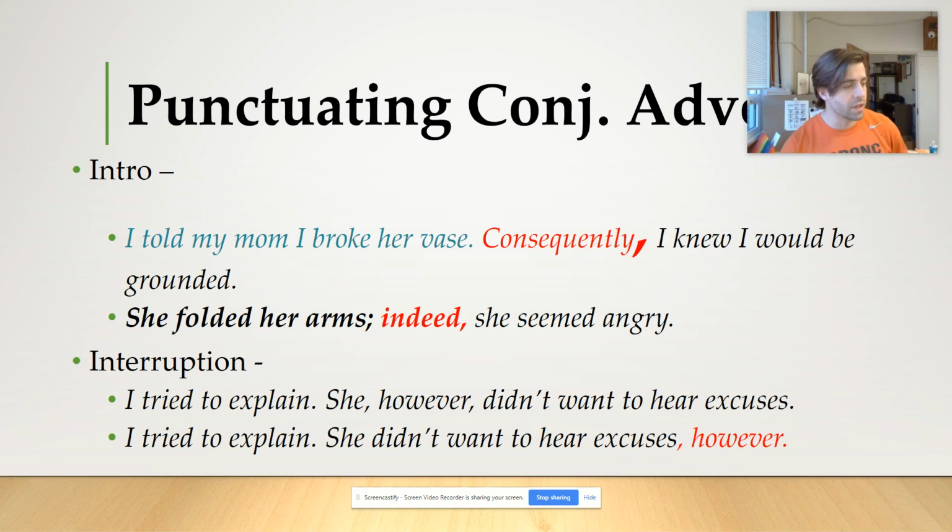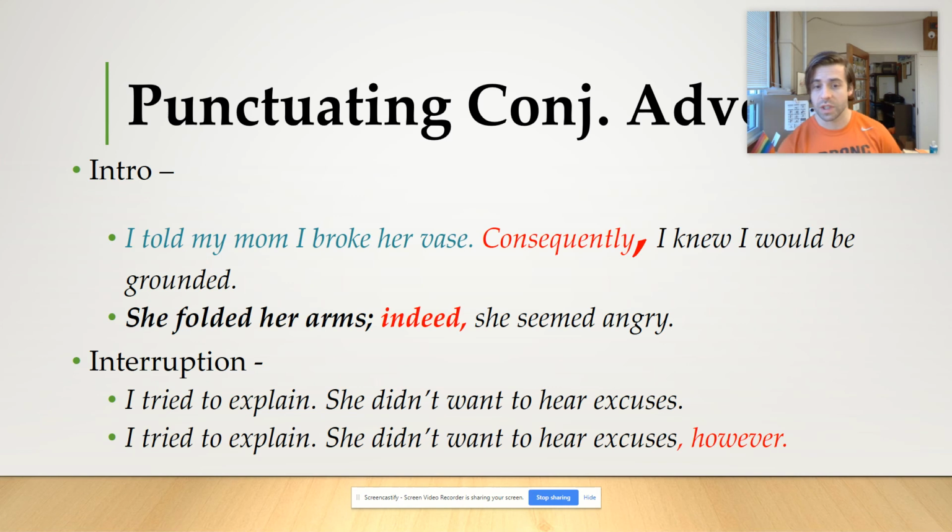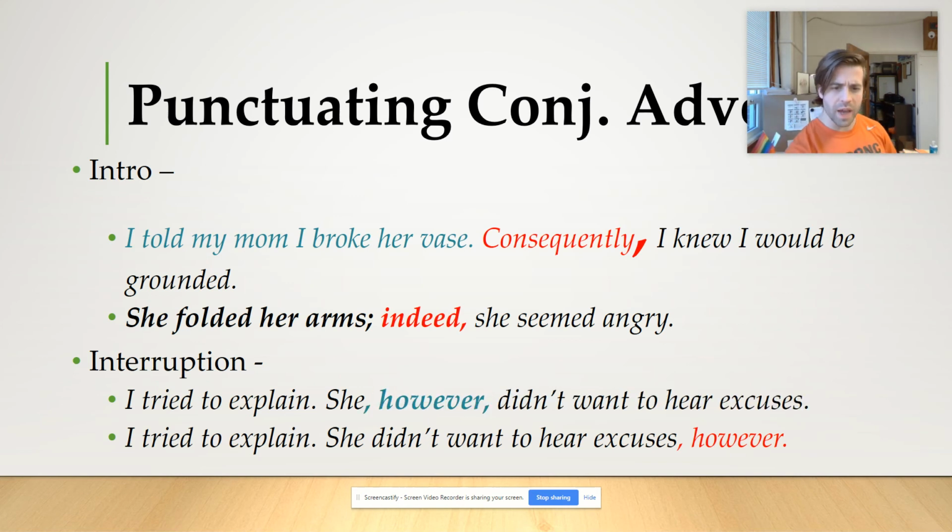But again, like I said, they don't have to come at the beginning of sentences. I tried to explain. She, however, didn't want to hear those excuses. Notice how I have my however right here, in bold, and it's surrounded by commas. Commas at the beginning, commas at the end, which means I could take it out. I could just say she didn't want to hear excuses. But if I want to put that in contrast to my explaining things, I'll use that transition word. We could also put it all the way at the end of a sentence. This still is considered an interruption, even though it's not interrupting the middle, it's interrupting the end of the sentence. I tried to explain, she didn't want to hear excuses, however. I still have to separate that off with a comma.